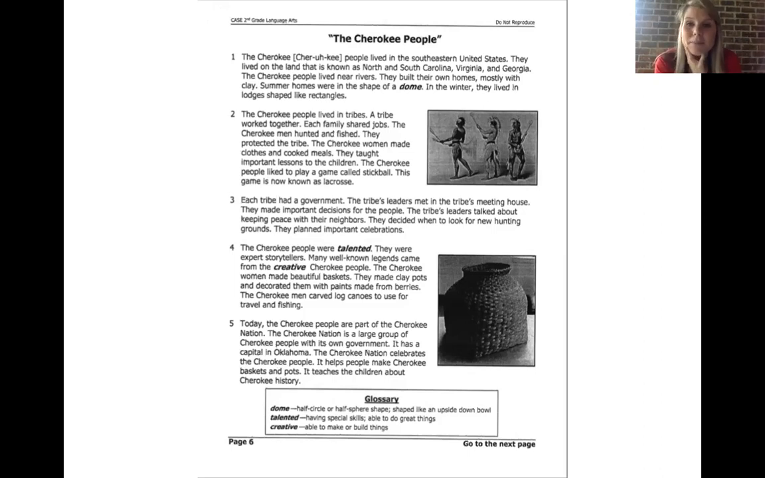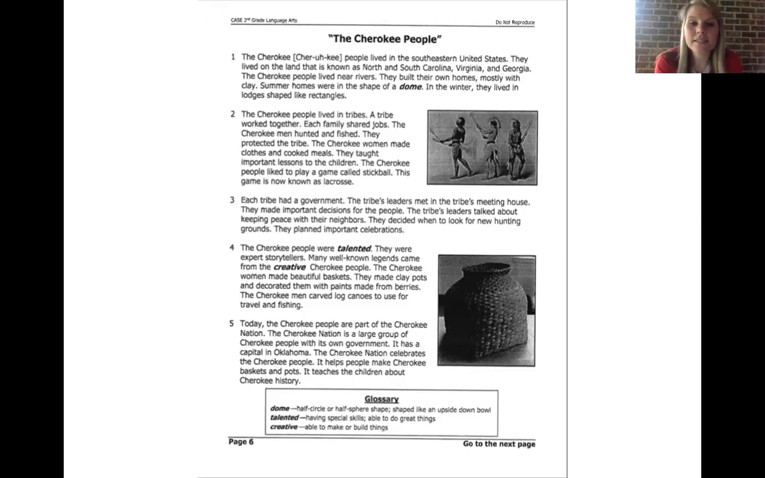The Cherokee people lived in tribes. A tribe worked together. Each family shared jobs. The Cherokee men hunted and fished. They protected the tribe. The Cherokee women made clothes and cooked meals. They taught important lessons to the children. The Cherokee people liked to play a game called stickball. This game is now known as lacrosse. Each tribe had a government. The tribe's leaders met in the tribe's meeting house.